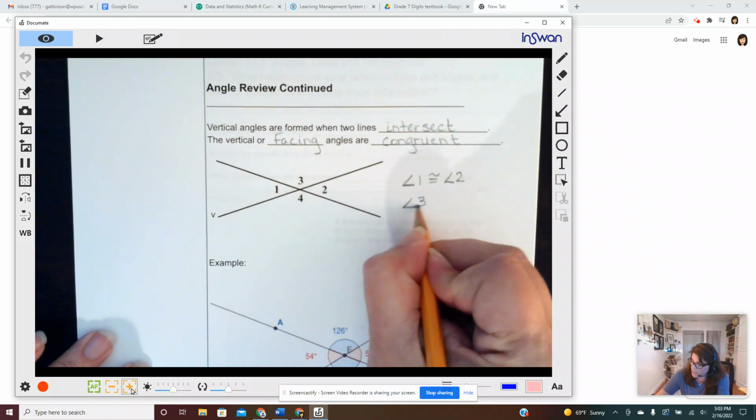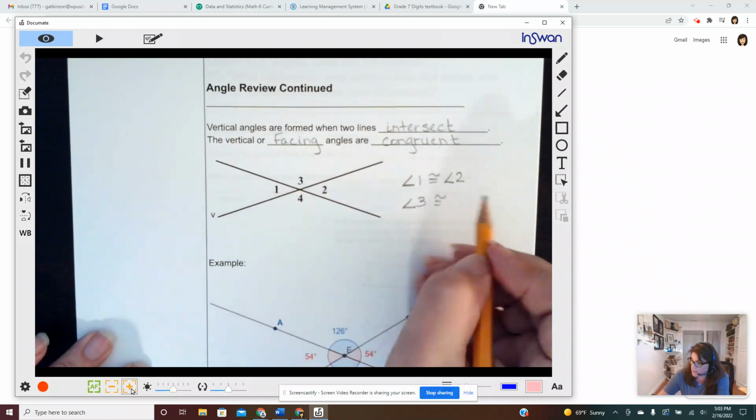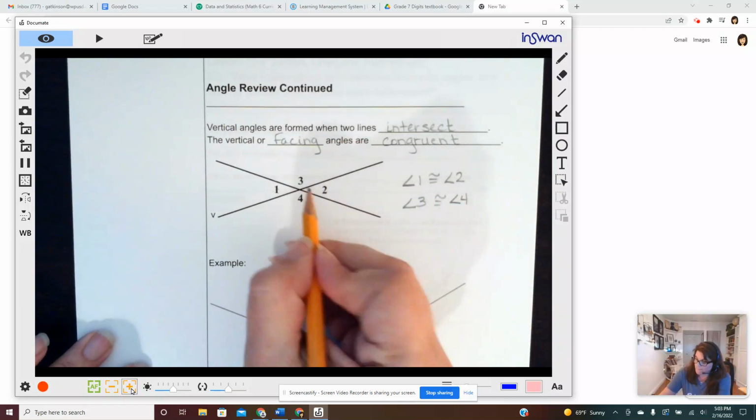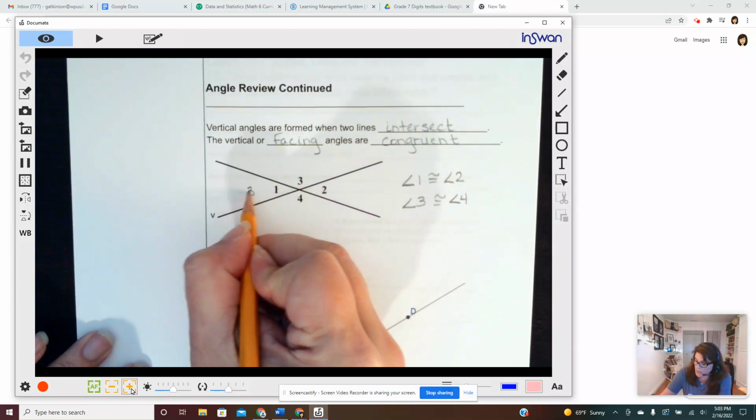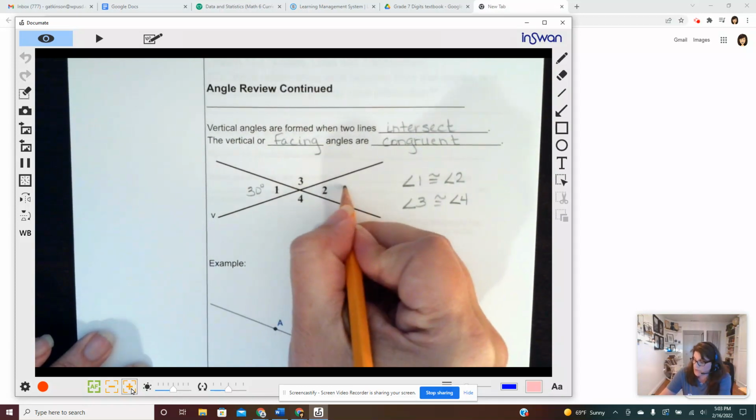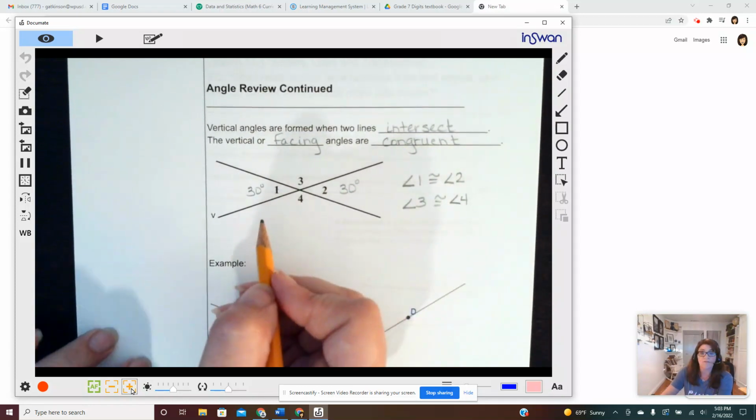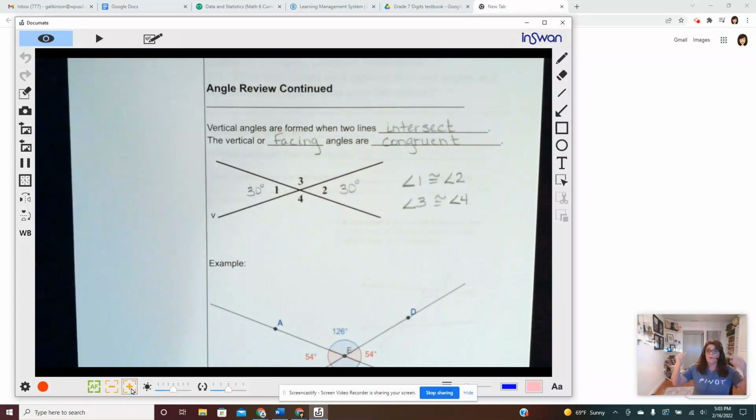Angle 3 is congruent to angle 4. So let's say angle 1 is 30 degrees. That means angle 2 is also 30 degrees. You only have to measure one of them if they're vertical because you know that they are congruent. These kinds of geometric laws are going to become the basis for all of your high school geometry. And these kinds of laws then allow us to prove different things in triangles and parallel lines. So we're just learning the basics and the vocabulary of that.